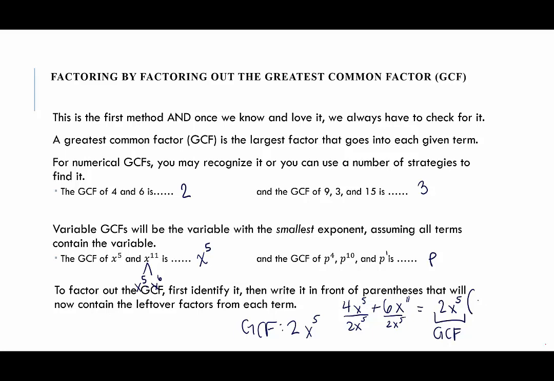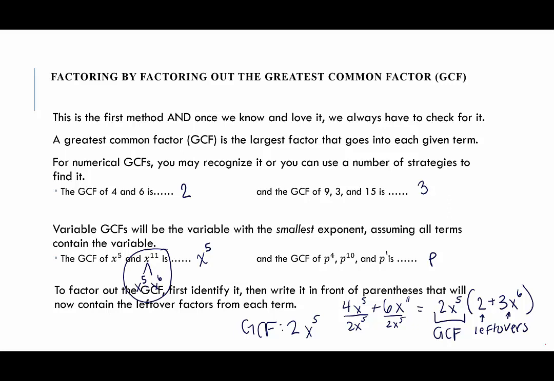4 divided by 2 is 2. X to the 5th divided by x to the 5th is just 1, so 2 times 1 is 2. 6 divided by 2 is 3. X to the 11th divided by x to the 5th would be x to the 6th, right? That's over here. Or we could do subtraction because it's same base division. And then we close the parentheses, and these are what I refer to as the leftovers from each of the original terms. This looks like something I would want to multiply, so this would be the final answer.